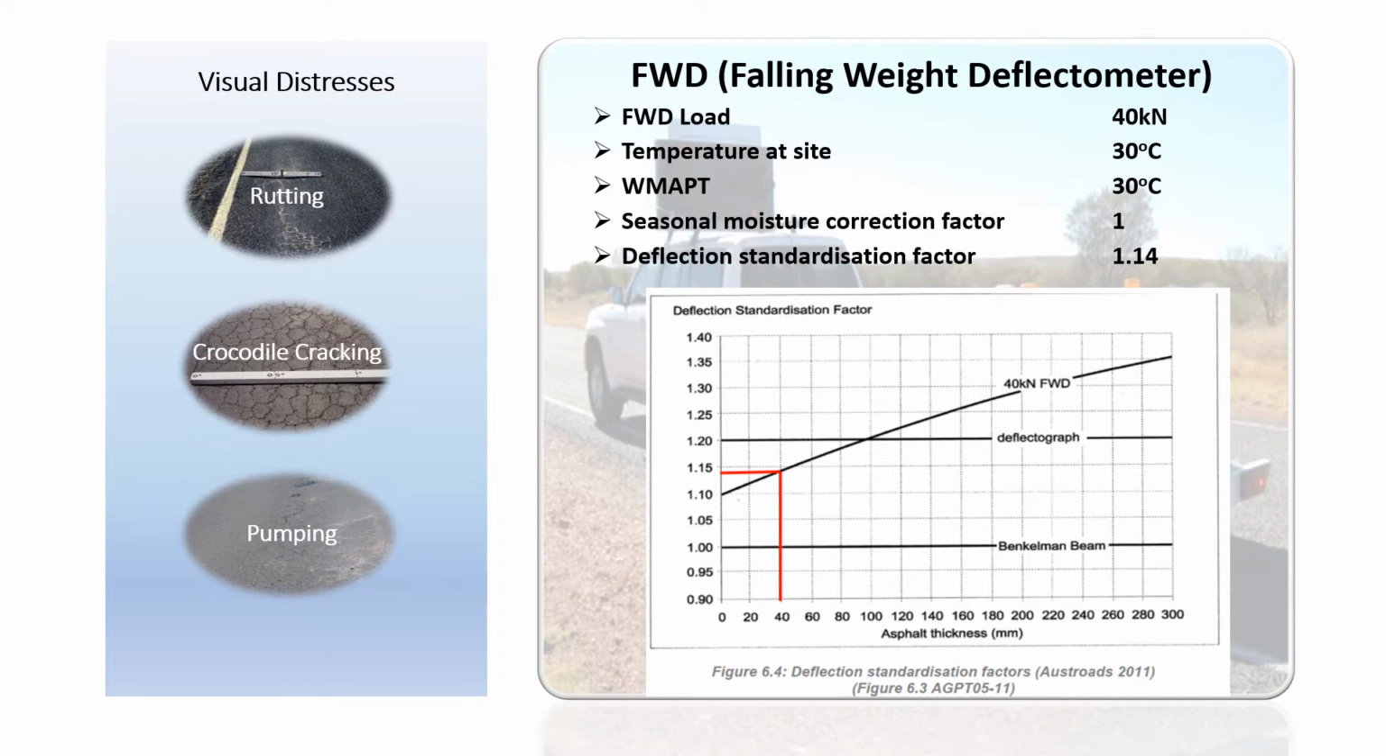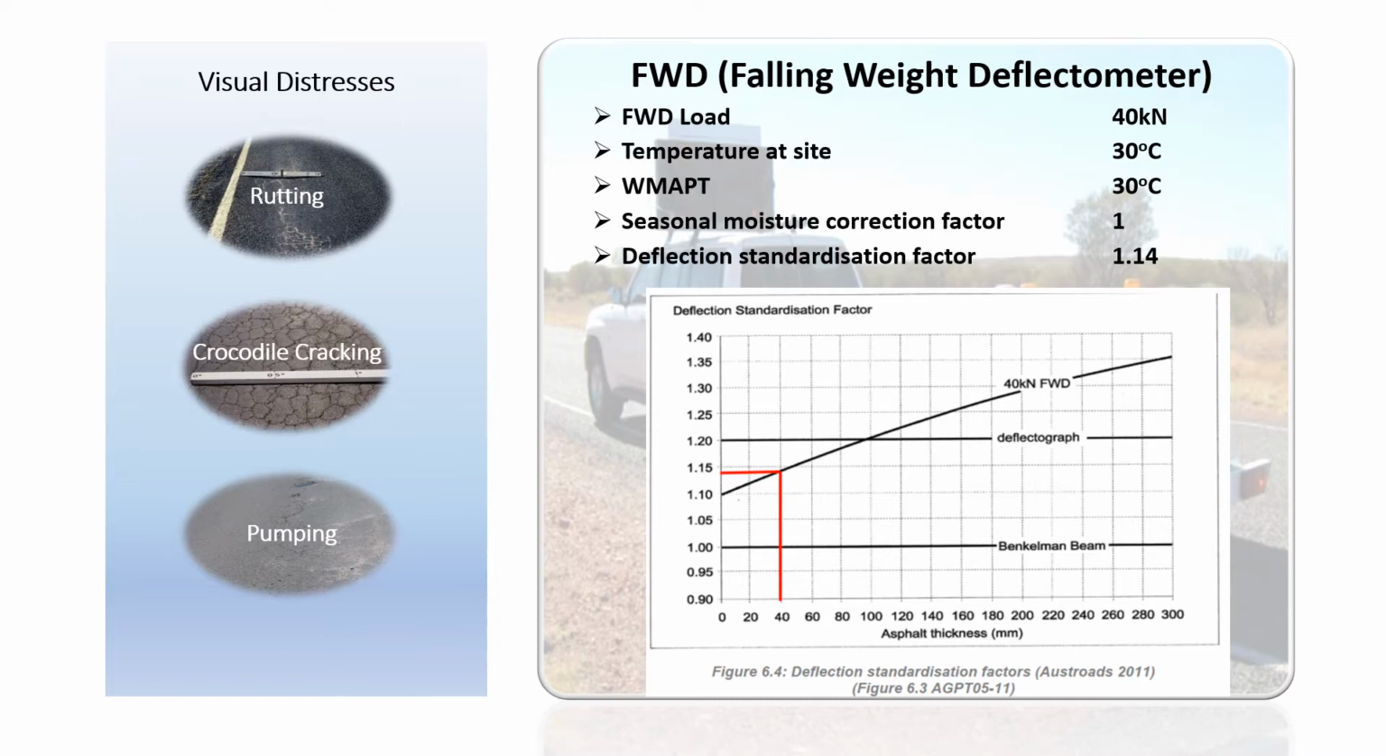The temperature at the time of the test at site was 30 degrees, and also the WMAPT, which is the weighted mean annual pavement temperature, is also 30. So that factor would be 1, and it doesn't affect our data. The seasonal moisture correction factor is also reported as 1, so we don't need to adjust that data.